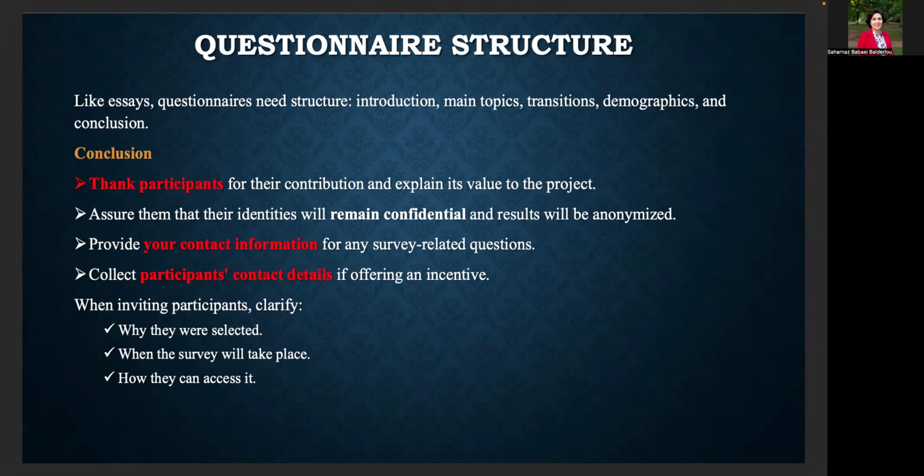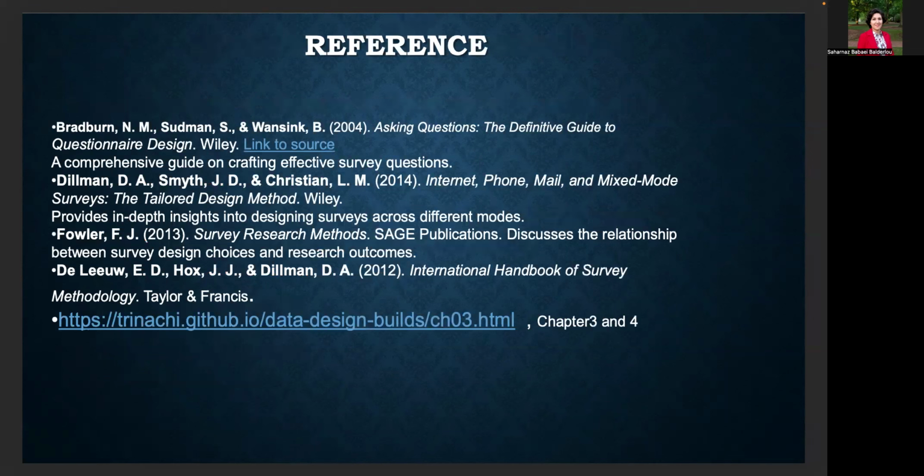And there are the key references at the end of these slides. If you need to further analyze and dig into the details of survey designs and questions, make sure to check these references.